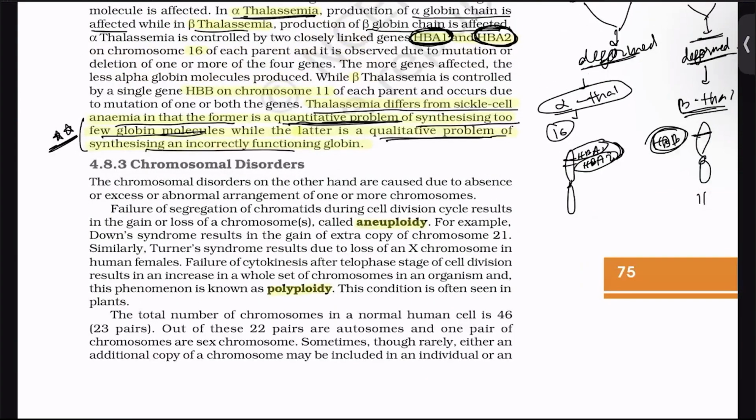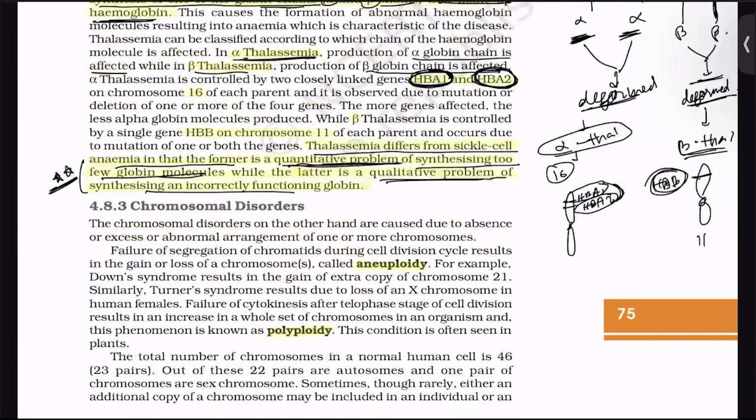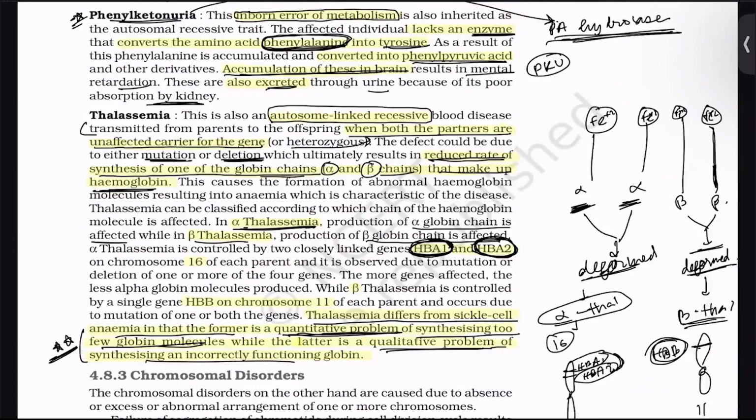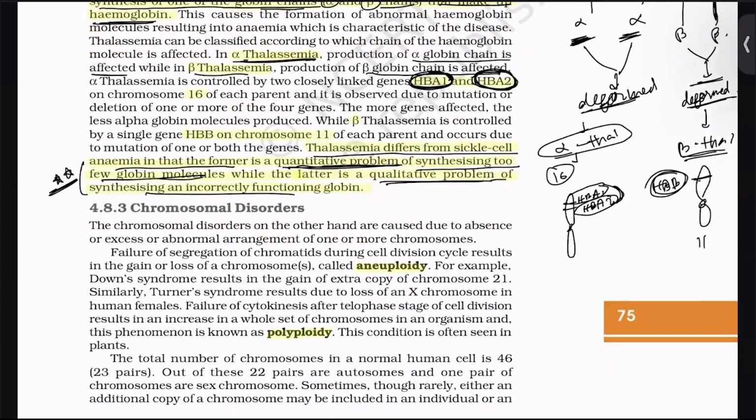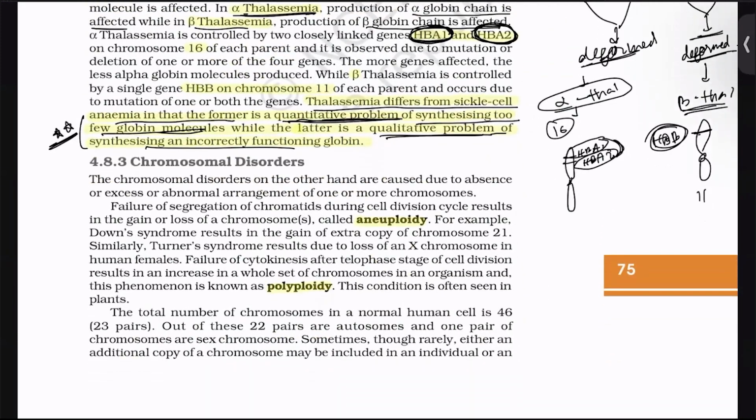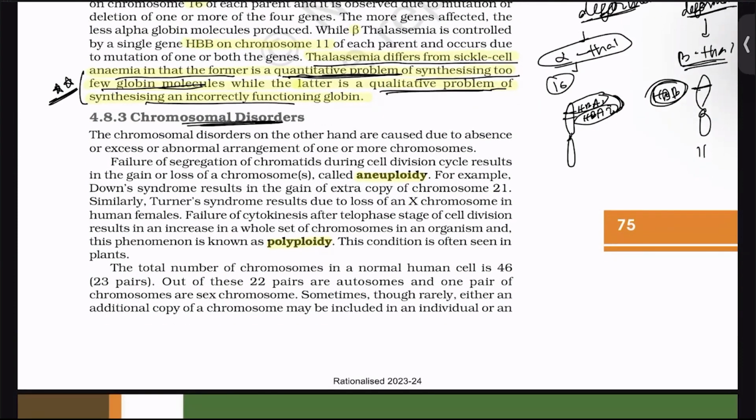So these were the Mendelian disorders. We were observing mutation at the gene, at the single base pair level, at the genetic level in Mendelian disorders. And in case of chromosomal disorders, what happens? In chromosomal disorders, there can be aneuploidy and there can be polyploidy.